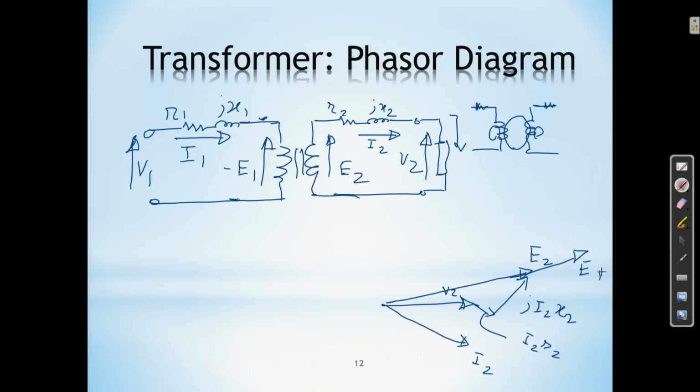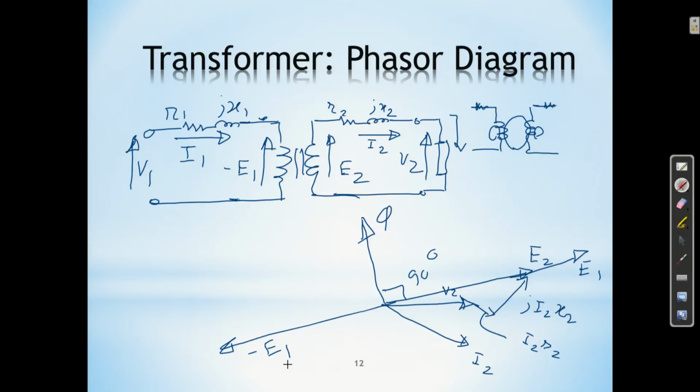And where is the flux located? Ahead of E1 and E2 by 90 degrees. So, the flux is somewhere here, this one and this one are 90 degrees apart, flux in this direction. And then you have to look at minus E1. So, on the other side you can easily locate minus E1. And then when the I2 current is flowing, what will be I1?